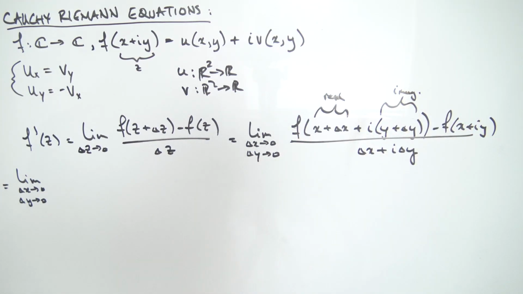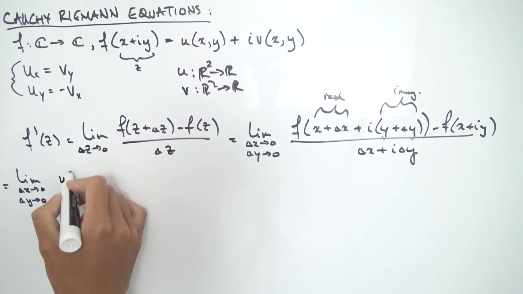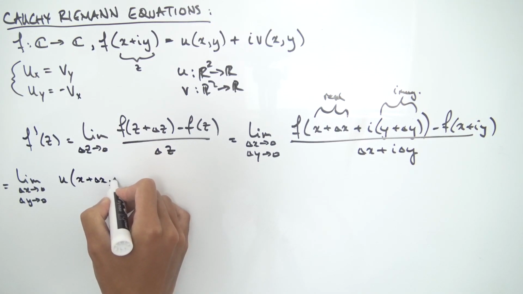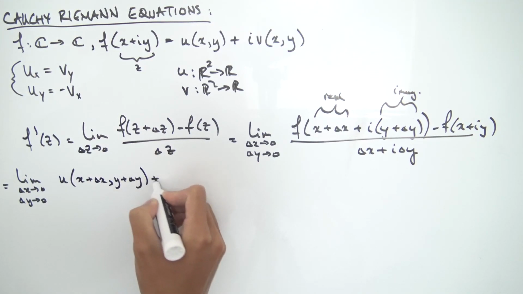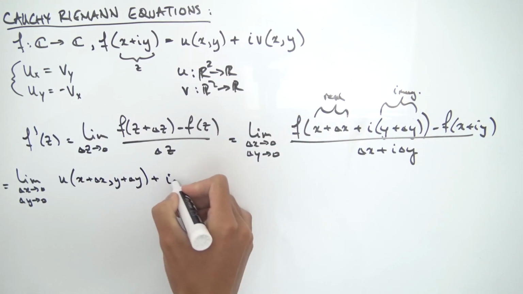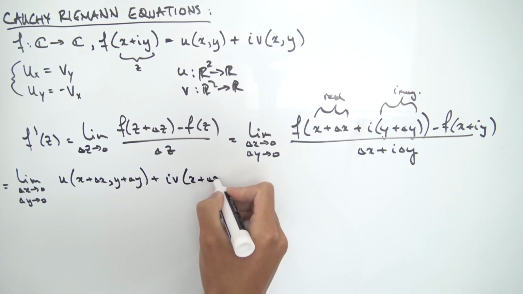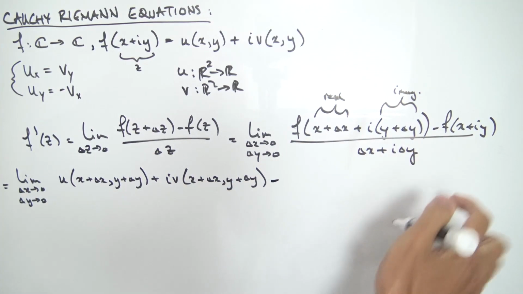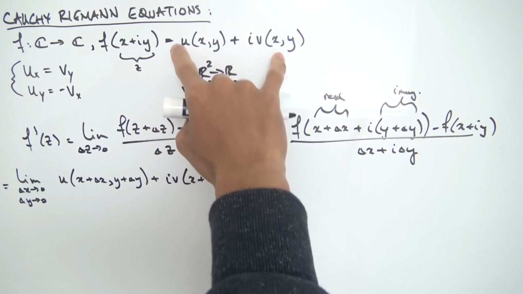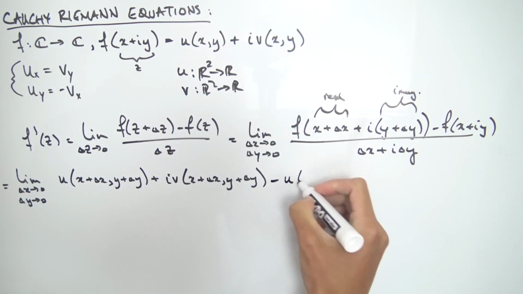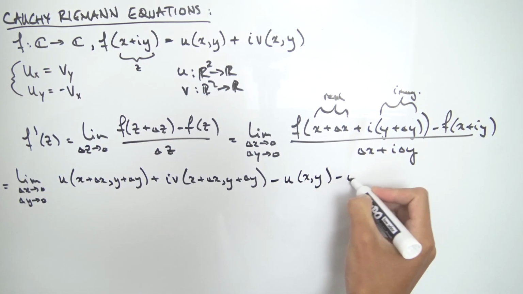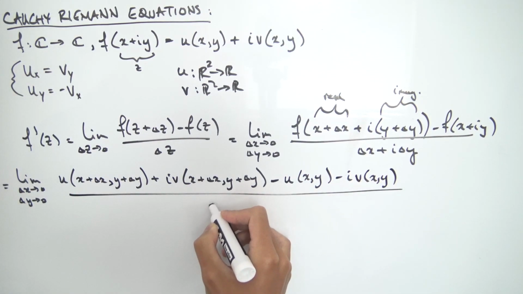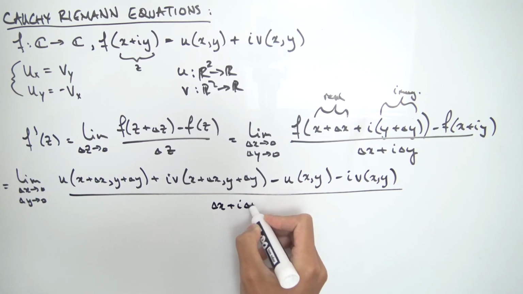And if we replace f with its real and imaginary part, we're going to get u, the real part first, so that's going to be u of x plus delta x, comma y plus delta y, and then we have the imaginary part of f, so plus i times v of x plus delta x, and then y plus delta y. So all of this stuff over here, that's the first term. We're going to subtract off f of x plus iy, but that's exactly what we have over here. So we're going to have minus u of x comma y, and then minus i times v of x comma y, and then this is all divided through by delta x plus i times delta y.